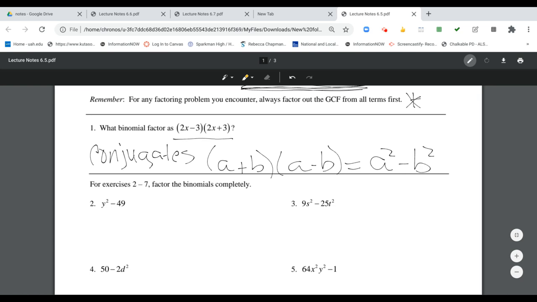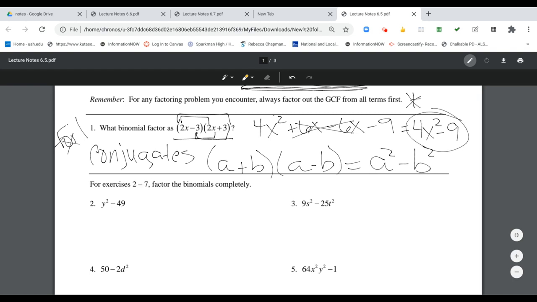Now, I'm going to completely FOIL this and show you how the two middle terms cancel. If you are familiar with the FOIL process, the O and the I will always cancel because they will be opposites of each other. So if I FOIL, I get 4x squared, then positive 6x, then negative 6x, and see how those two terms cancel, and negative 9. So I end up with 4x squared minus 9.